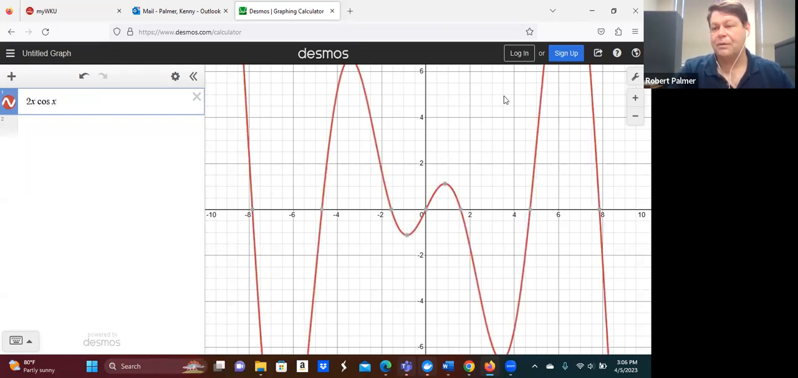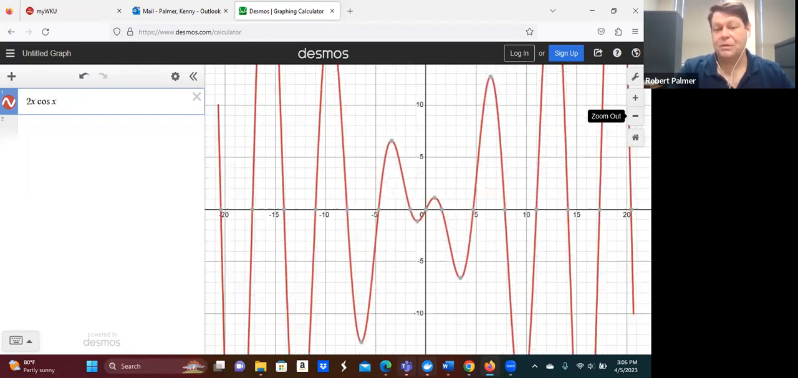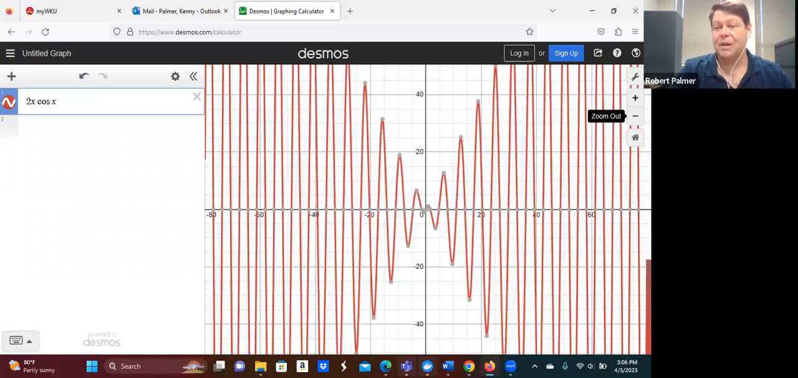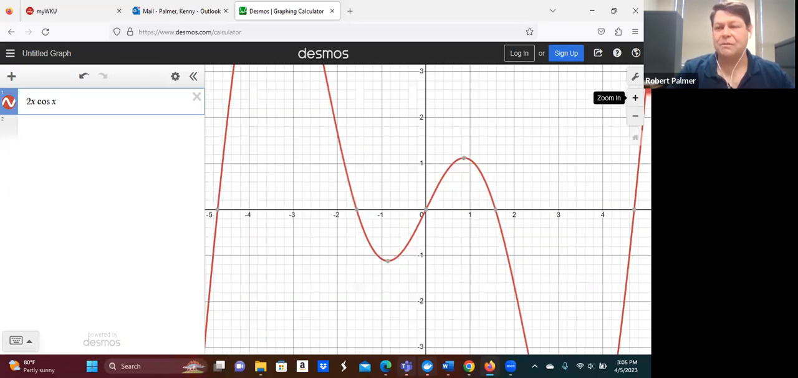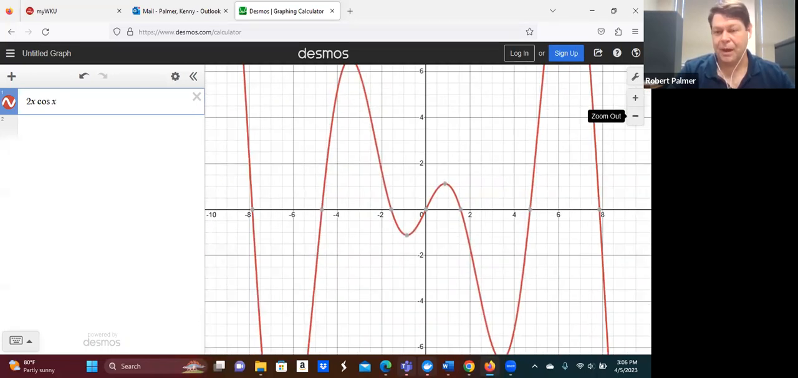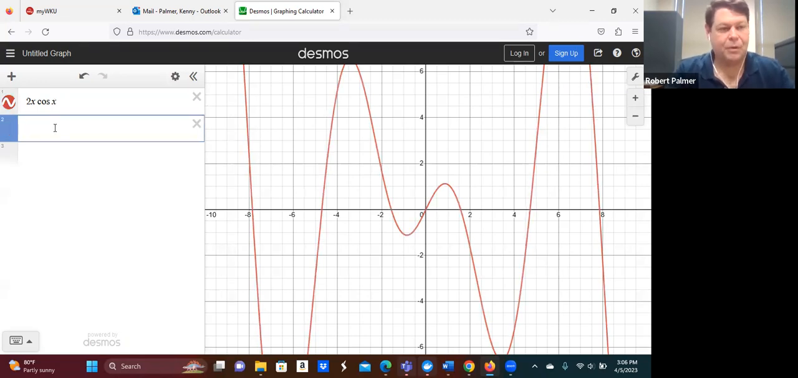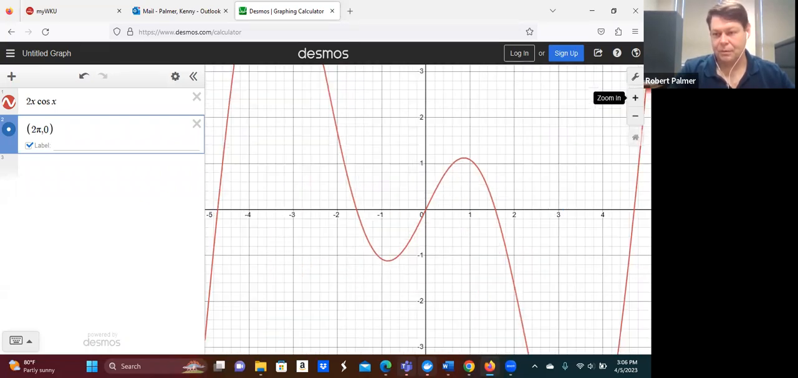Next, we zoom out. This goes on forever, and it turns out there are an infinite number of solutions. If you did all solutions, it'd be a little more complicated to find all of them. We're just going to do the ones in 0 to 2 pi. In fact, let's label 0 and 2 pi just so we know where to stop. So we're going to go from 0 to this point. Let's zoom in a bit.